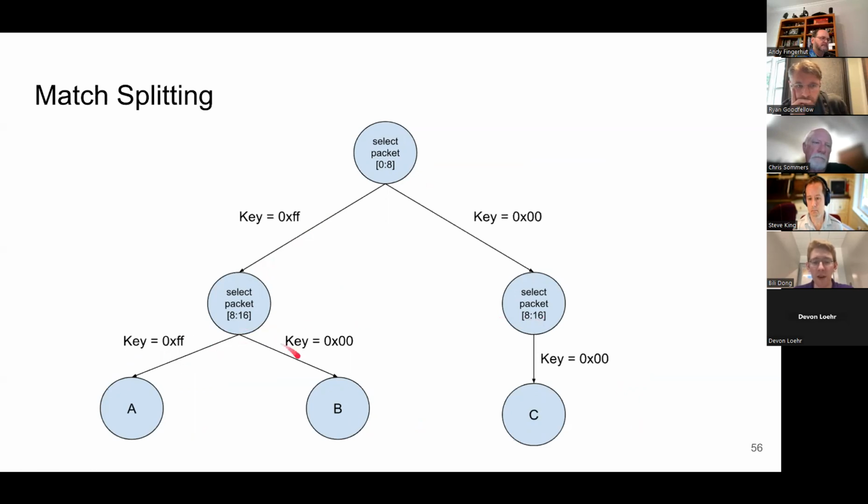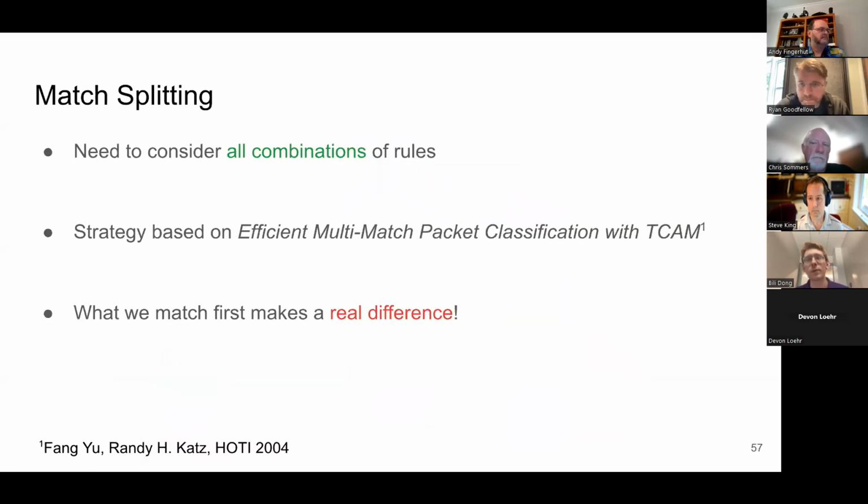So here the key 0 goes to B, here it goes to C. All right? So this is the sort of transformation you need to do in that case. But actually doing it correctly is a little bit difficult, because when you start splitting up your match statements, you have to consider basically all possibilities for the key values that you're not matching against.